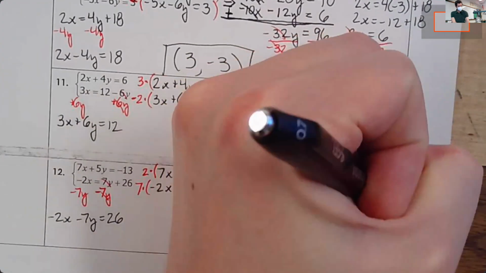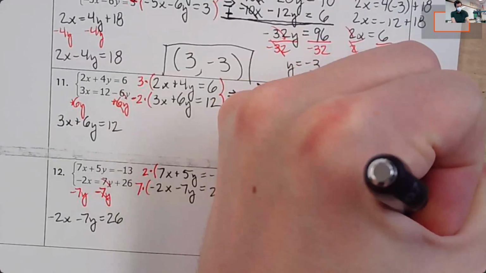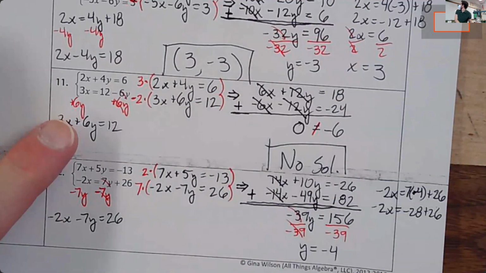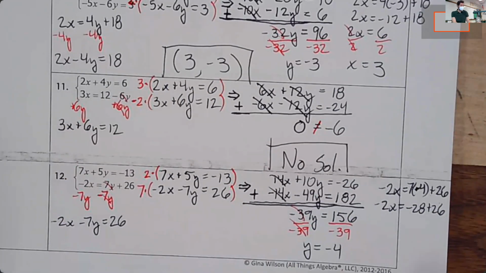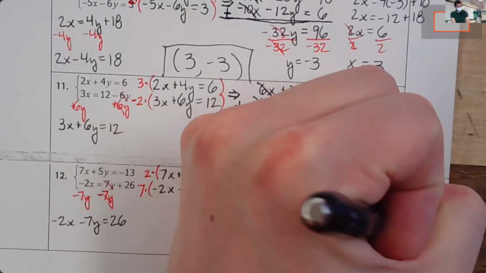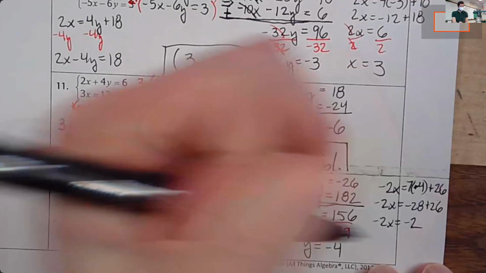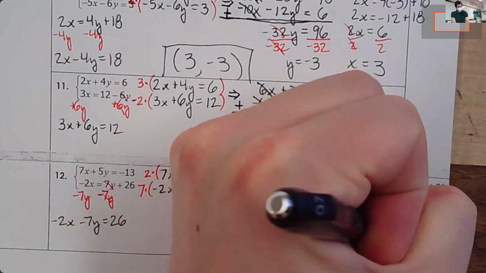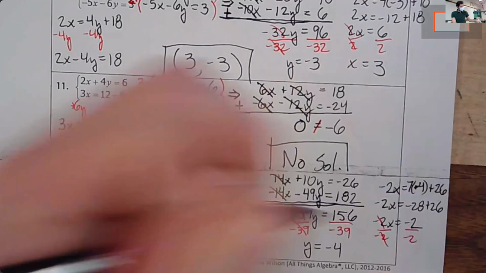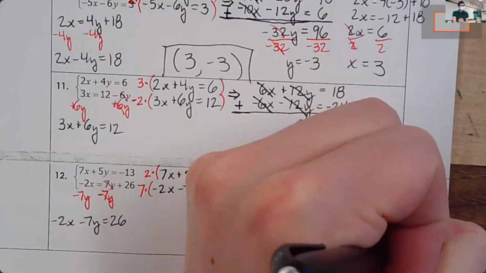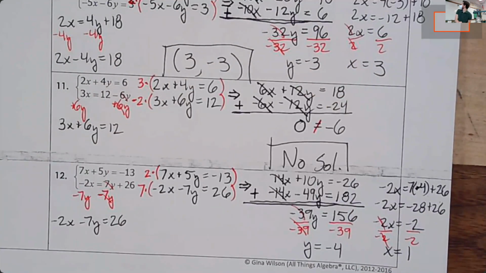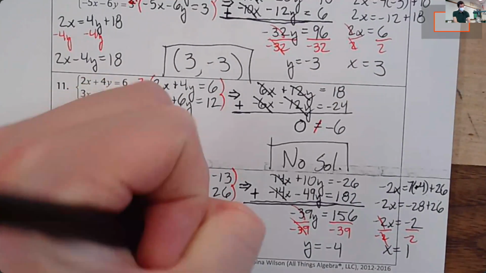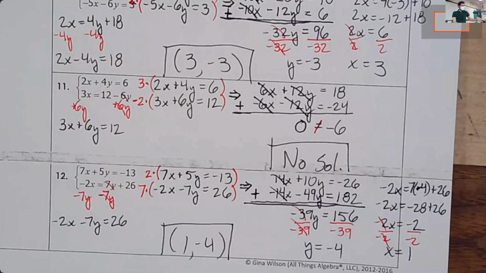That'll be negative 2x on the left still. 7 times negative 4 is negative 28 plus 26. And negative 28 plus 26 is negative 2. So that's negative 2x equals negative 2. Divide by negative 2. And x equals positive 1. X equals 1. Y is equal to negative 4.